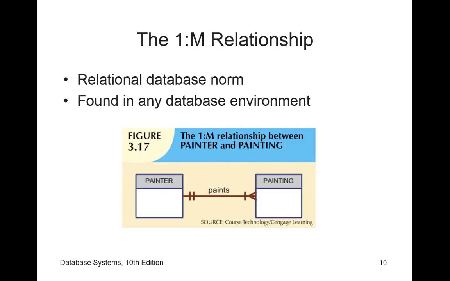They have some very good diagrams in chapter 3, and it takes our crowfoot diagramming a couple of steps further. First of all, we go back to our painter. One and only one painter paints one-to-many paintings. Could a painter paint 0 paintings? Well, yeah, but we probably wouldn't call him a painter then. Okay, call him a carpenter or something. But this is a relational database norm. It's found in most of the database environments. This is the goal you want to try and achieve with what you're designing.